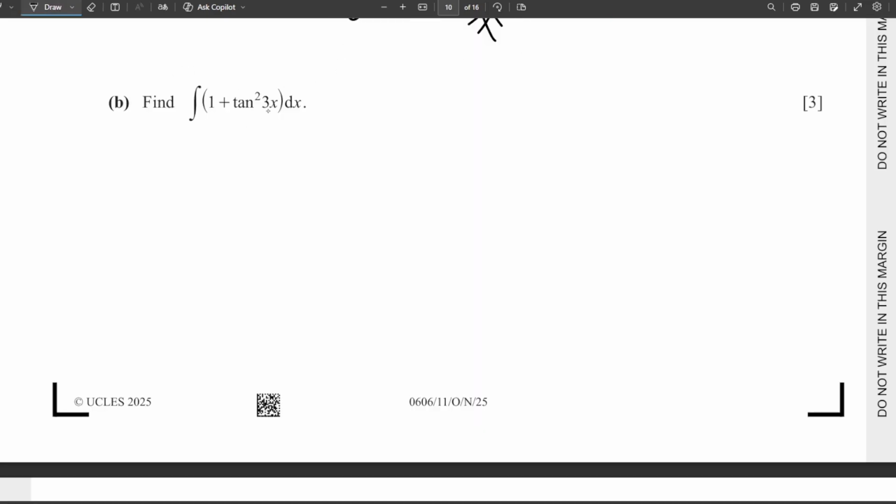So 1 plus tangent squared of 3x, I can rewrite this as the secant squared of 3x. Right, and then this one should be familiar to you to integrate directly, because we know that the derivative of tangent is secant squared. So integrating secant squared just becomes tangent 3x. And don't forget to divide by the derivative of 3x, the reverse chain rule. Right, so divide by 3. And since this is an indefinite integral, we have to add the plus c behind.